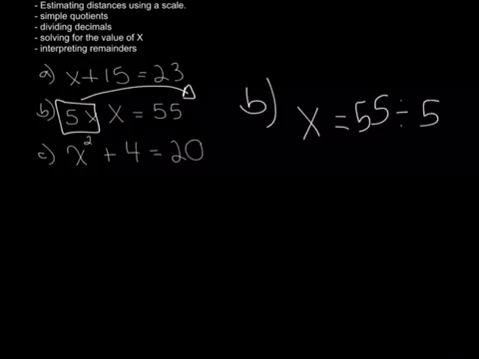Remember, we do the opposite of what we did here. Here we multiply, so on this side we're going to divide, as you see here. So, therefore, X equals 11. C.